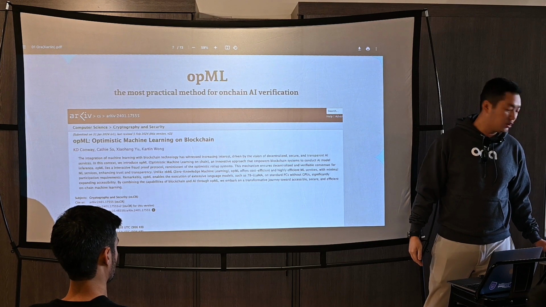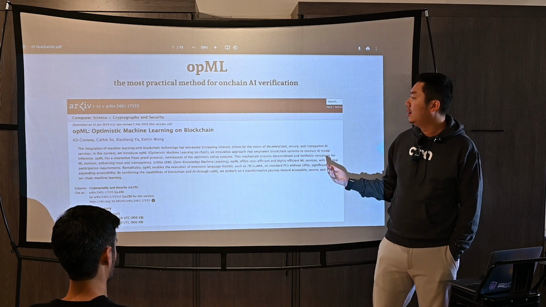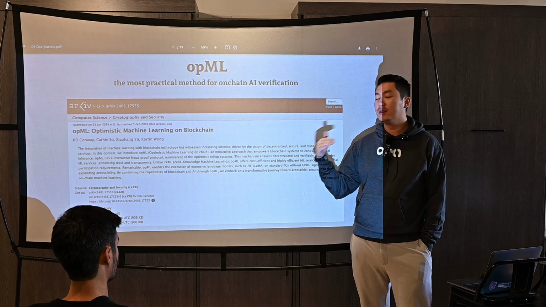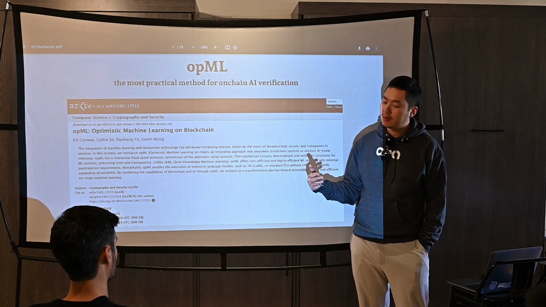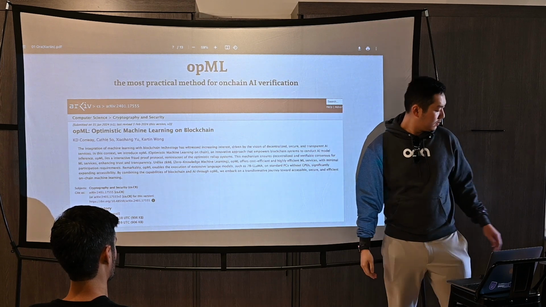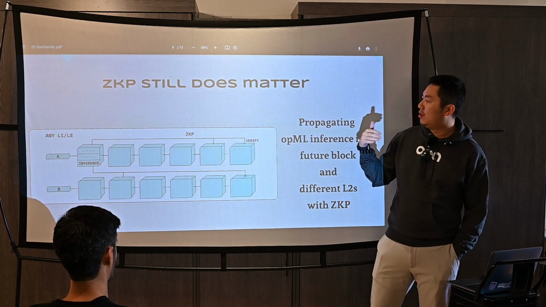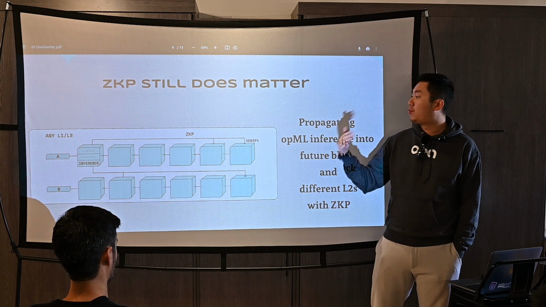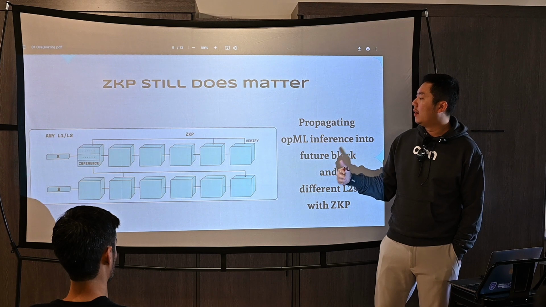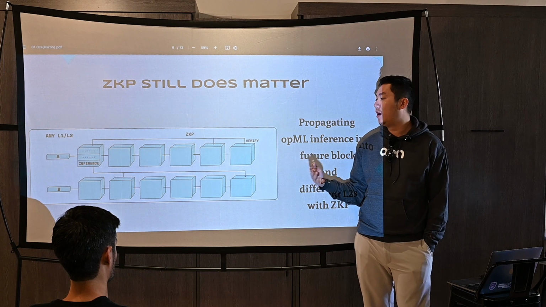The backbone technology for OAO is called OPML. We co-authored it with Conway and Kathy since about a year ago. It uses the optimistic way to run machine learning, and the most important part is that the verification happens on chain. Doing it the optimistic way is the most practical way, pretty much the best practice to bring AI models into Ethereum. But that doesn't mean ZK doesn't matter anymore. We still need to use ZK proofs for a lot of things.